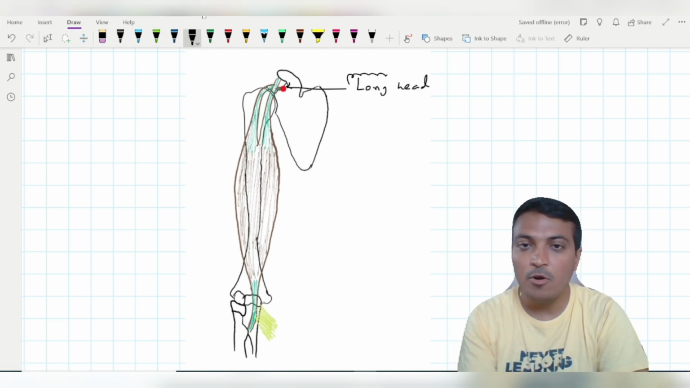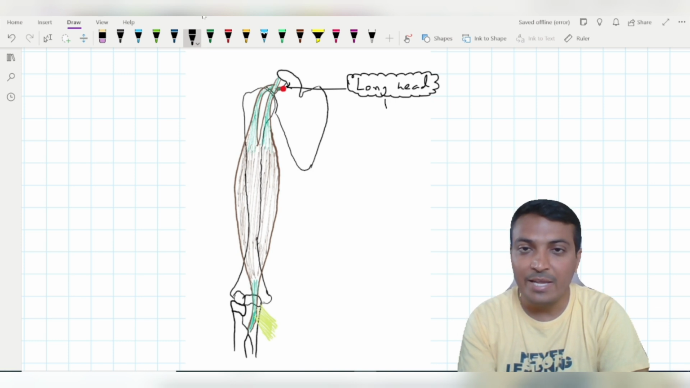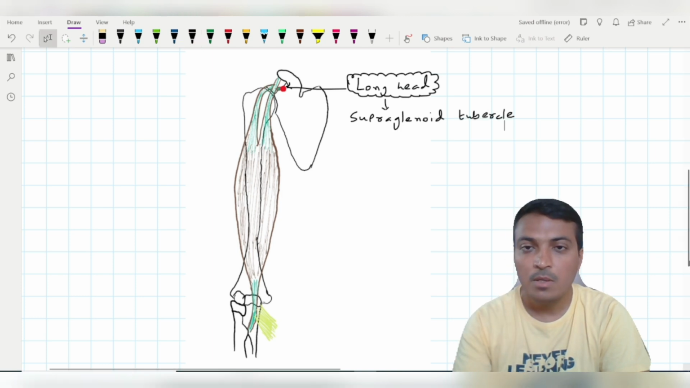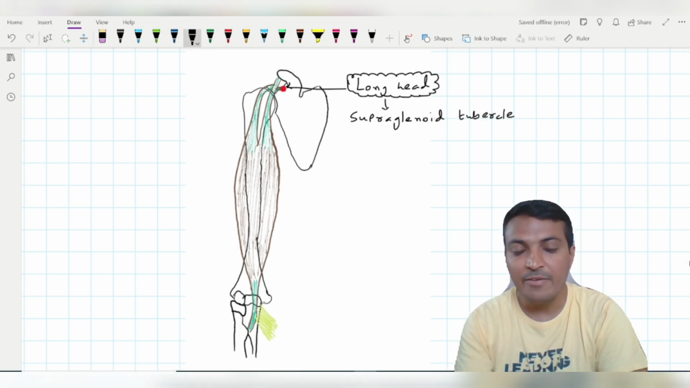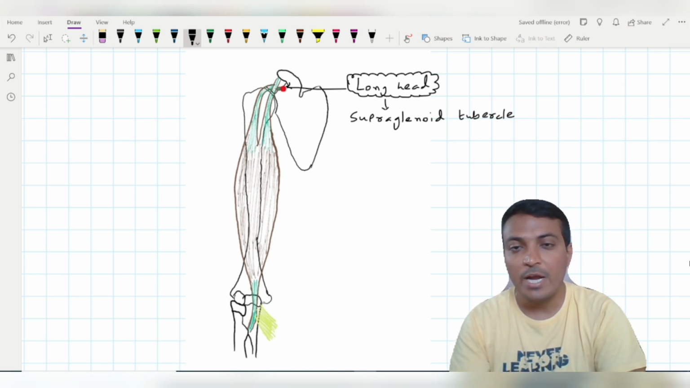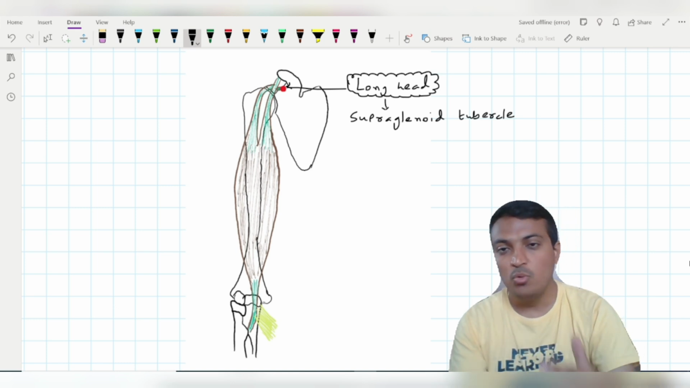This long head of the biceps brachii muscle is the intracapsular muscle which is going to arise just above the glenoid cavity, and that area is called the supraglenoid tubercle. The supraglenoid tubercle is situated just above the glenoid cavity and it is surrounded by the capsule of the shoulder joint. That's why this long head of the biceps brachii muscle is intracapsular in nature.